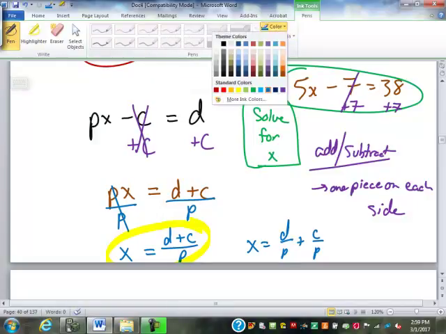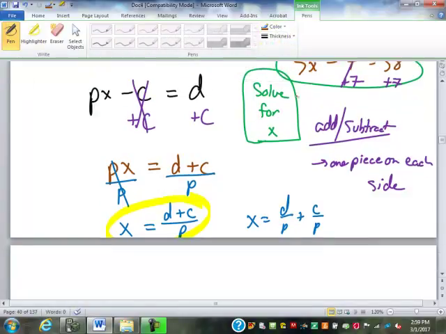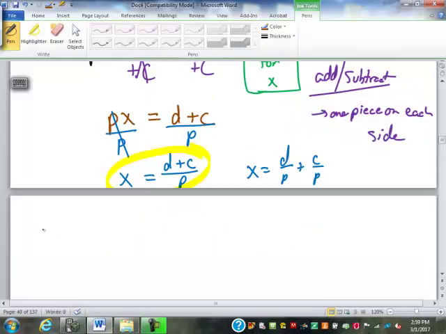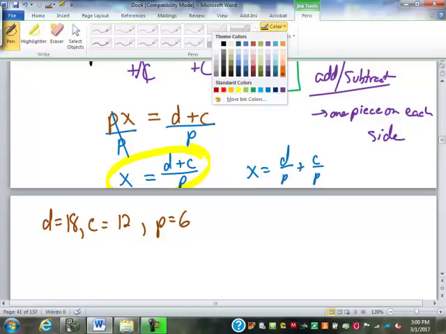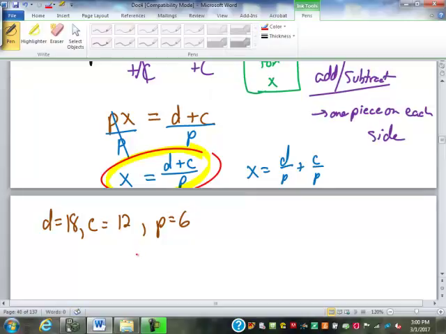Let me show you. In the next step, let's say that we are told that D equals 18, C equals 12, and P equals 6. So now in this equation here, all I have to do is replace D with 18, C is replaced with 12, and replace the P with 6.